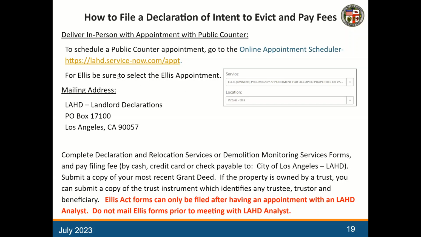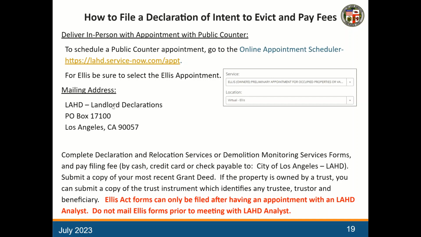For Ellis, even though you are also scheduling an appointment for an Ellis filing process, it's a little bit different from a counter appointment. For Ellis, you do not go to the public counter. For Ellis, you meet virtually with an LHD analyst, and you would select the service Ellis and the location virtual Ellis. The no-fault declarations of intent to evict that are not Ellis can also be mailed to the housing department to P.O. Box 17100, Los Angeles, California 90057.